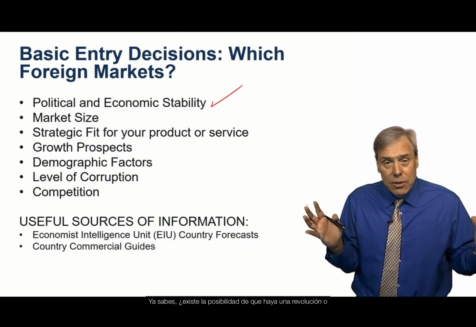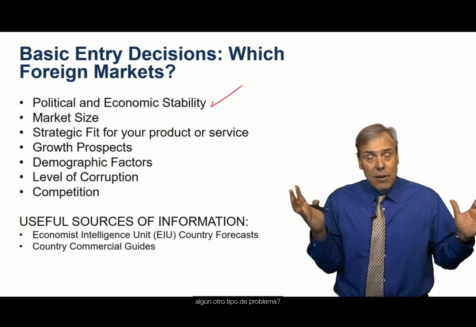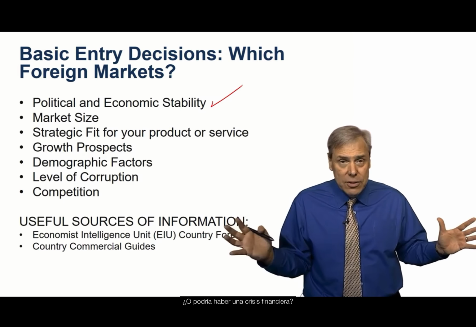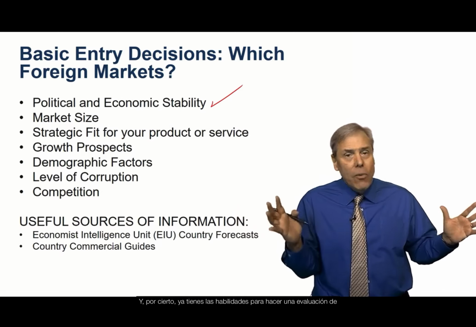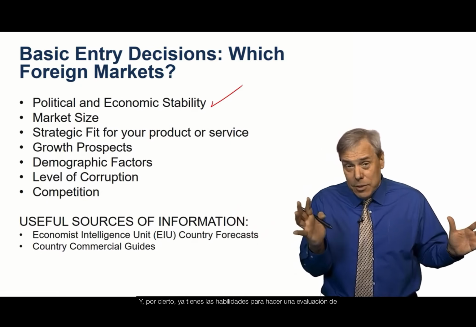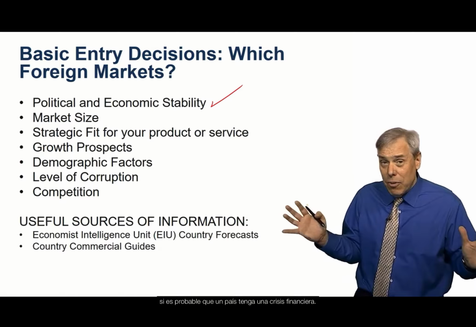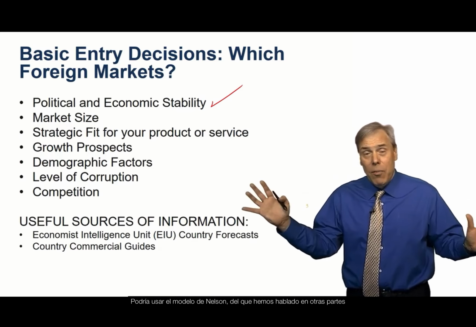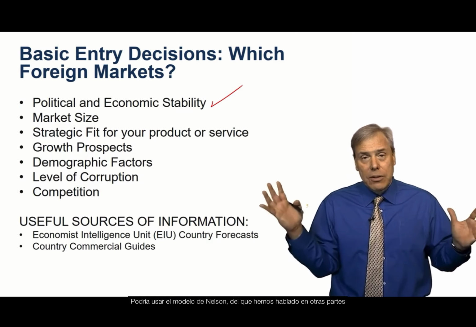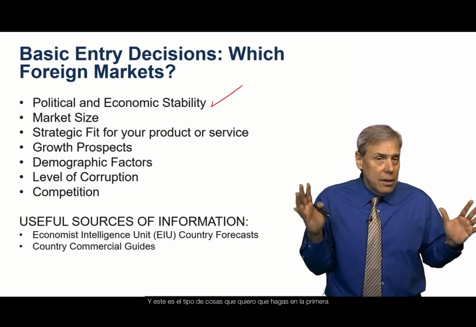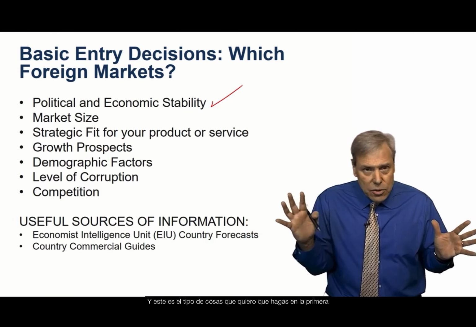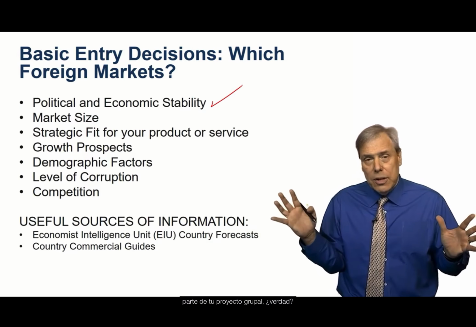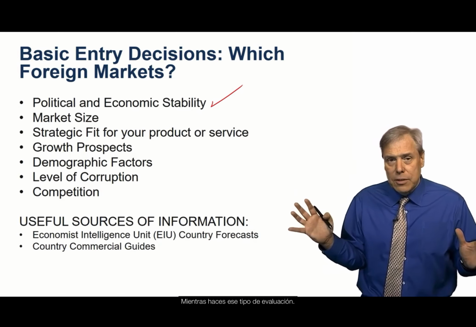Is there a chance that there could be a revolution or some other kind of problem, or could there be a financial crisis? And by the way, you already have the skills to make an assessment of whether a country is likely to have a financial crisis. You could use the Nelson model, which we've talked about elsewhere in this course. And so these are the kinds of things that I want you to do in the first part of your group project, right, as you're making that sort of assessment.